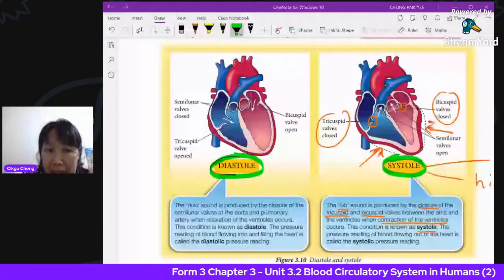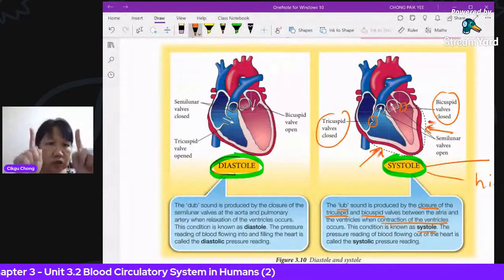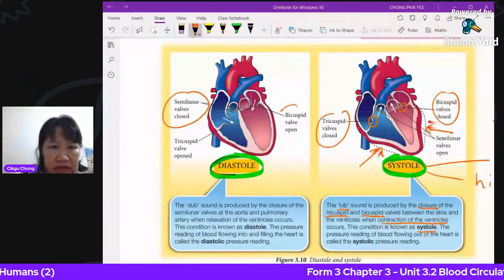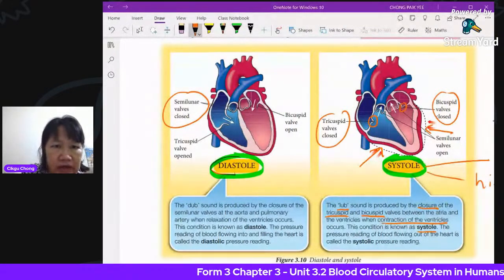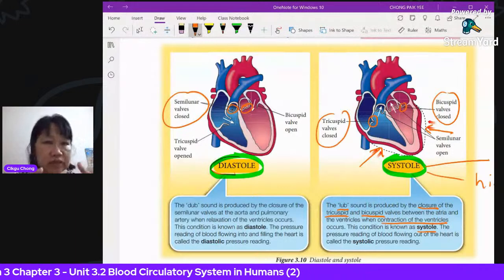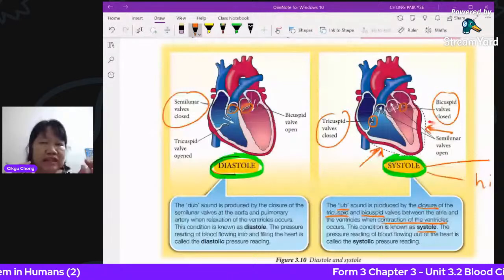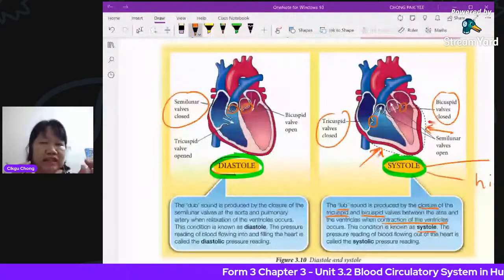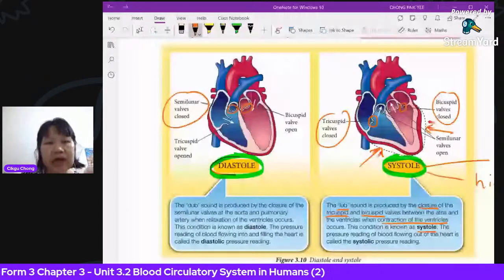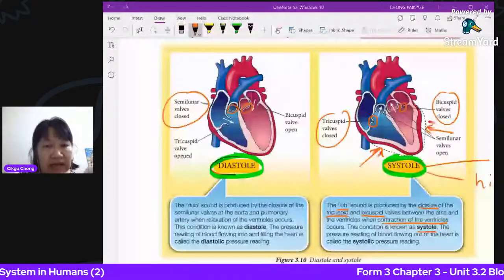When that happens, which valves will close now? The two on top there. The semilunar valves. Not this one, these two semilunar valves. This one and this one. So they will close now. So you get the second sound, which is the doop. The doop is not as loud as the loop. So loop, doop, loop, doop. One of the sounds is a bit louder. The doop sound, the second one, is made by the closure of the semilunar valves at the aorta and the pulmonary artery.